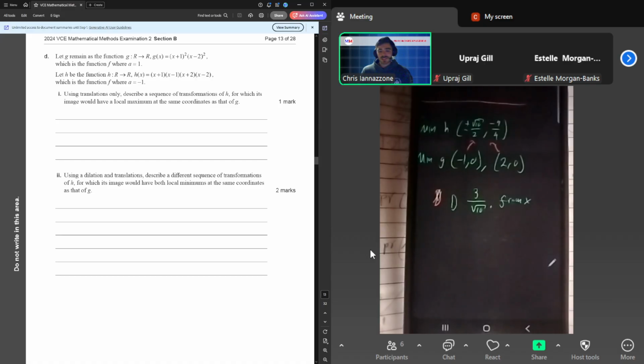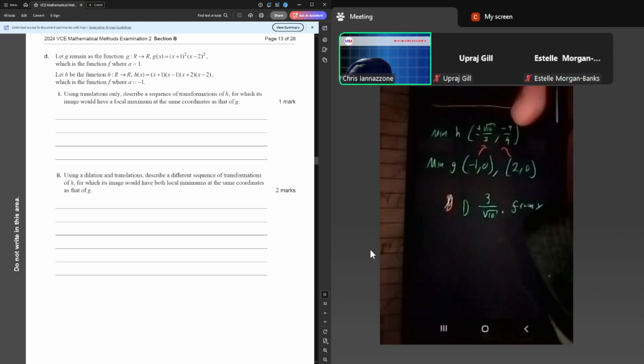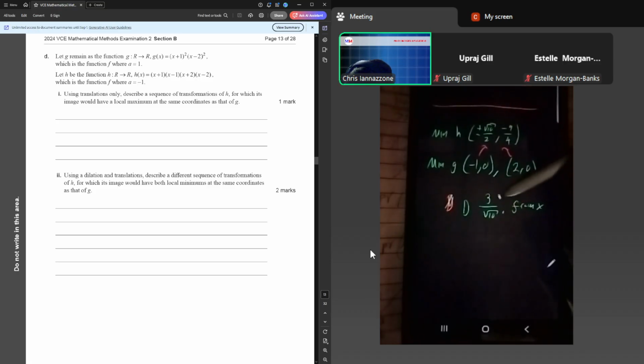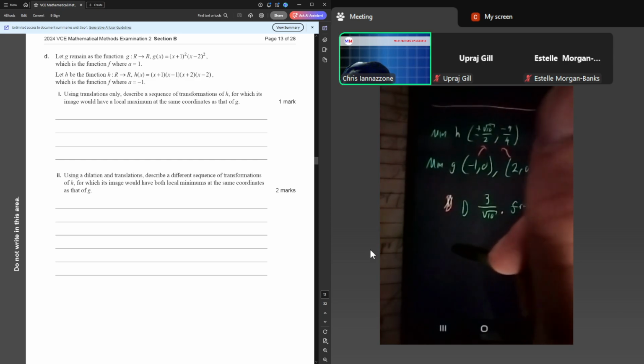Now from here, the translations sort of sort themselves out, because all you have to do is apply your dilate of 3 over root 10 to each of these values, and then whatever's left over, you just map on. So applying a dilate of 3 over root 10 to each of these just means you have 3.